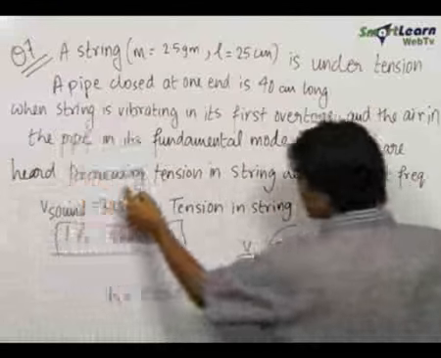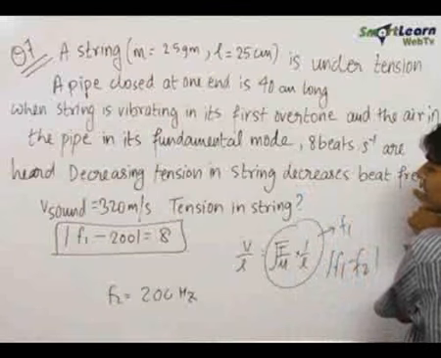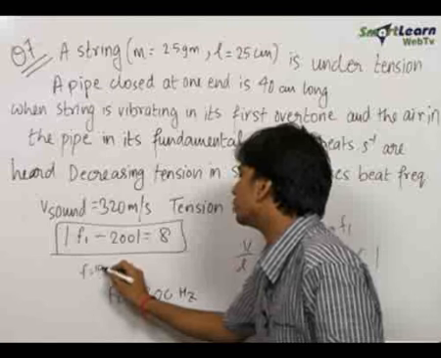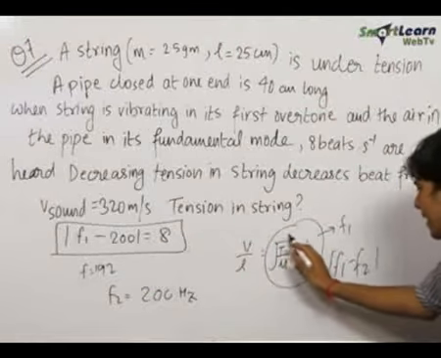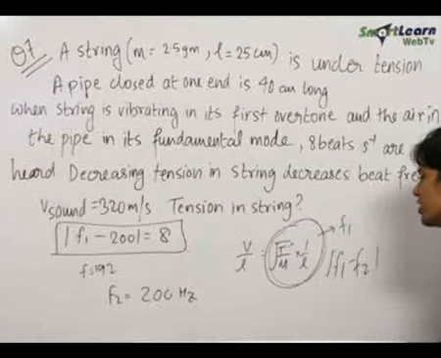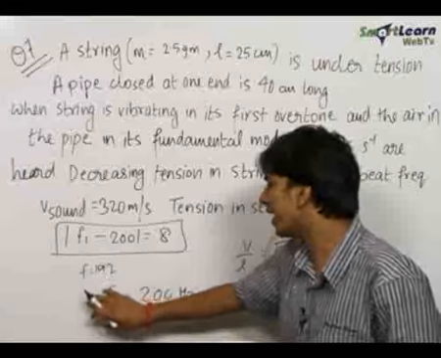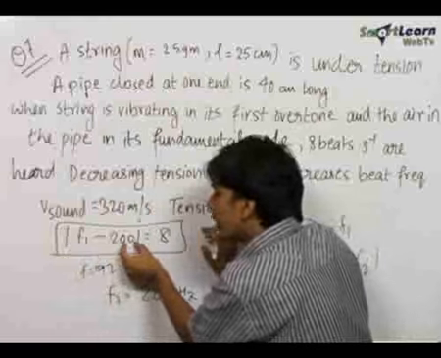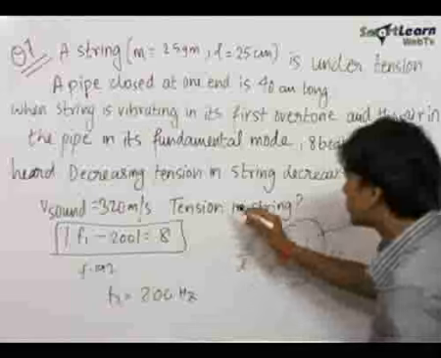But we have an extra information given over here, that decreasing the tension in the string decreases the beat frequency. Now suppose we assume that F1 is equal to 192. Now if the tension in the string would have been decreased, then this quantity would have decreased, because tension would have decreased, all the other things are constant. Therefore the frequency would have decreased. Therefore it would have been something like 191 or 190. Then the beat frequency would have increased, because F1 was already less than 200, it has become more less than 200, that is 190 or 191, therefore the beat frequency would have increased.